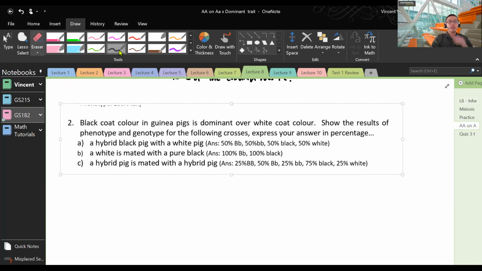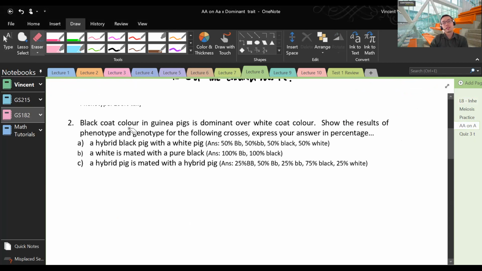Okay. So here we have a black coat color in guinea pig, and that's dominant over white coat. Right? So what we want to do is it's like math. Okay, we want to declare our variable. So we say big B is black coat. Okay, big B is black, and it's the dominant one, so that's why we use capital letter. And small b is white coat, so we use small letter because it's recessive. Okay, so we write down what the allele represents, and then we want to write out the possible genotypes.